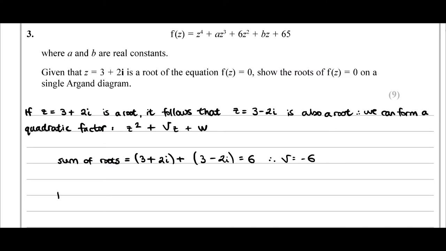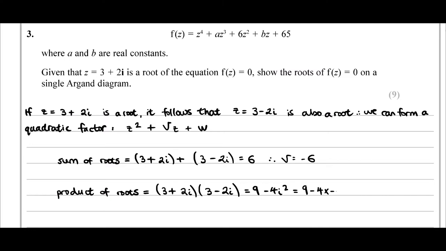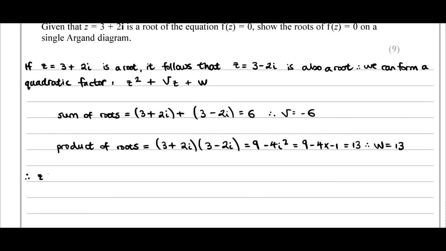Okay? And the product of the roots, that will equal 3 plus 2i, lots of 3 minus 2i. 3 times by 3, that would be 9. And then 2i times by minus 2i, that would be minus 4i squared. So let's just write this out. We have 9 minus 4i squared. i squared, that would be minus 1. So we have 9 plus 4, which is 13. w is equal to 13. And therefore, because we know what v and w are, we can conclude z squared minus 6z plus 13 is a quadratic factor. Okay.